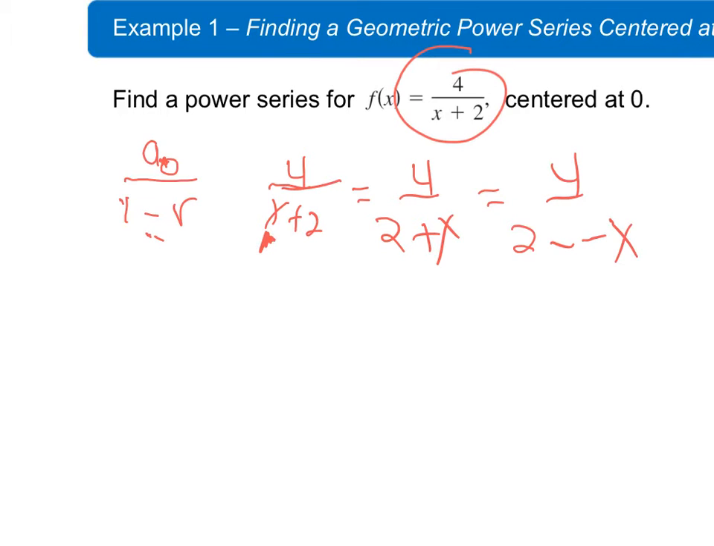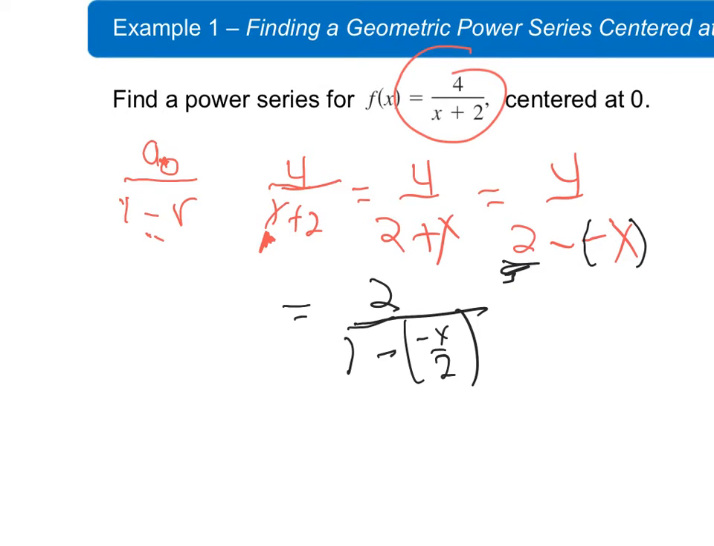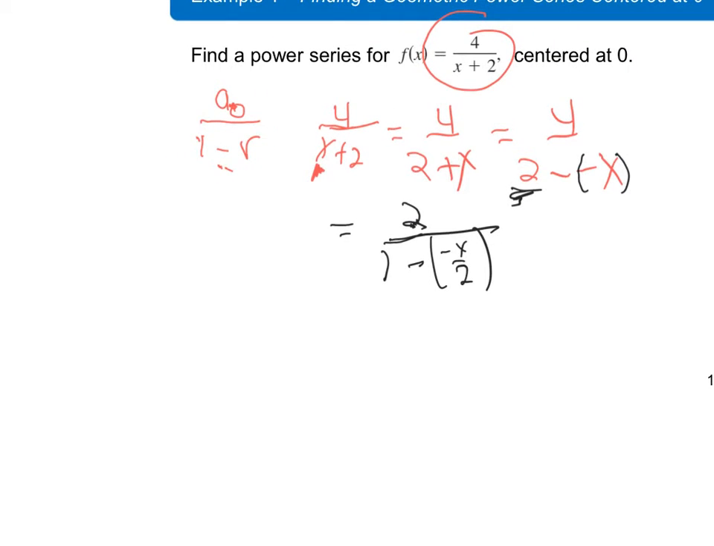And so you can see that it's coming along really nice. I need to have a 1 here, so divide everything by a 2. So that's still equal to now a 2 over a 1 minus a negative x divided by 2. And I found out that my 2 is my first term. So mark my words, 2 is my first term.